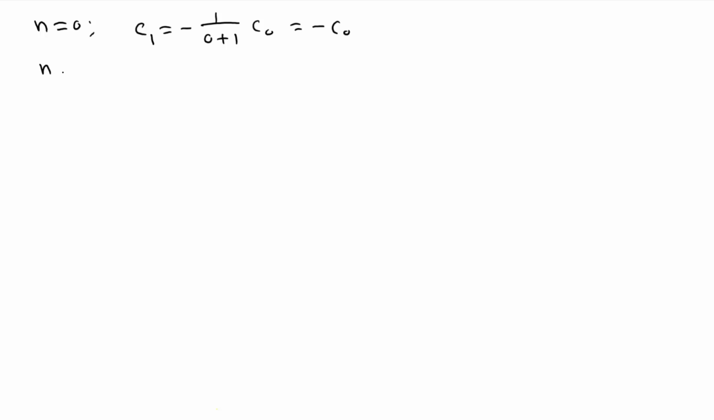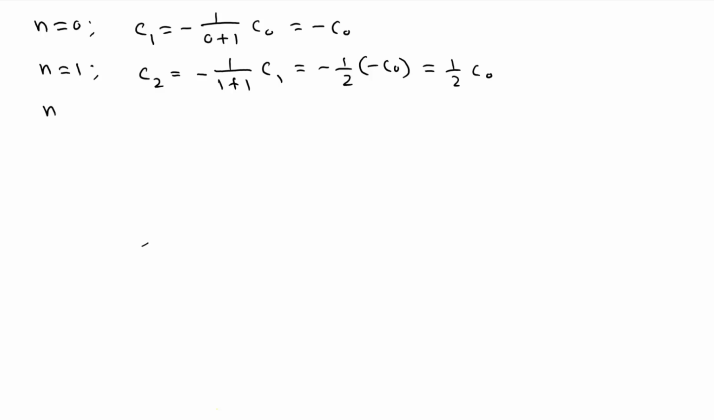Now we're going to do n equals 1. If you do n equals 1, this becomes c2, and then again minus 1 over 1 plus 1, c1. So that means this is negative 1/2 c1, but c1 is equal to negative c0. So you can see that's negative times negative, so you get 1/2 c0. We always try to rewrite using previous ones, so we simplify as much as we can.